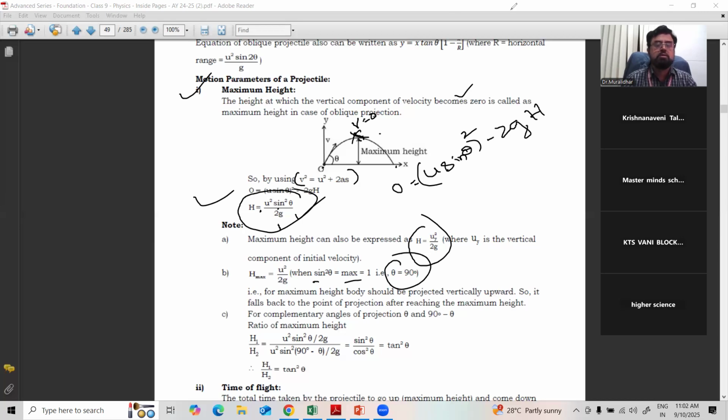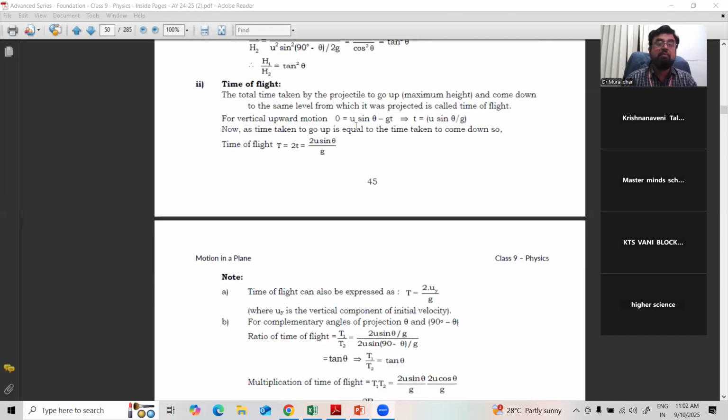Right. Then time of flight. What is the flight? For example, from here we are throwing, it is coming here. So the total time for which the body is in the air, from here to here and again here to here, the total time in air. Suppose you are throwing a pen, it goes up like this and again comes to the second hand. So the total time for which the body is in the air is called time of flight.